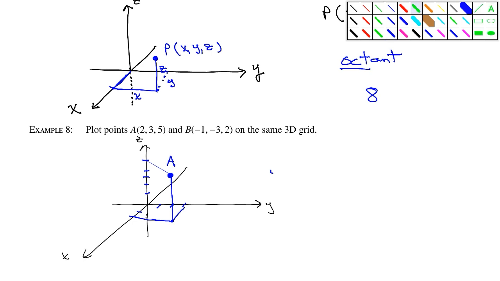And now I'll do B in green here. So B says go back 1 on the x-axis, then back 3 on the y-axis. And so we'll form that little point there. Okay, there. And then it says go up 2. So we're going up 1, 2 like that. And so there's the point. Like so. Something like that.